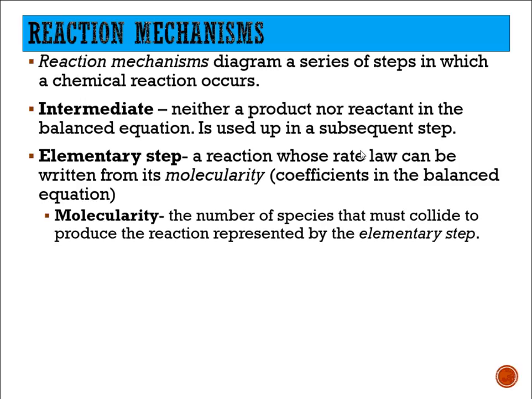So the elementary step is a reaction whose rate law can be written from its molecularity. And so this shouldn't be too confusing. We'll see an example in a minute. But basically what it means is the coefficients of the balanced equation are what the reaction is, the simplest way to say it. So molecularity, what that means is the number of species that must collide to produce the reaction represented by the elementary step. So it's basically in that basic fundamental mole ratio of a reaction.